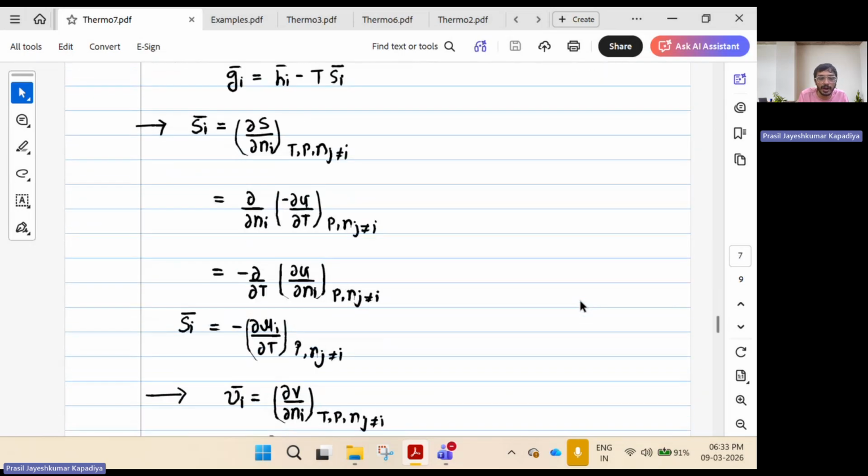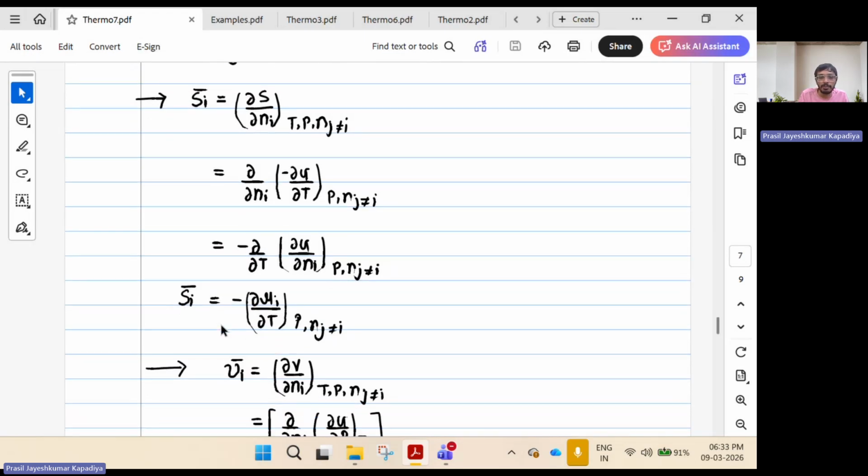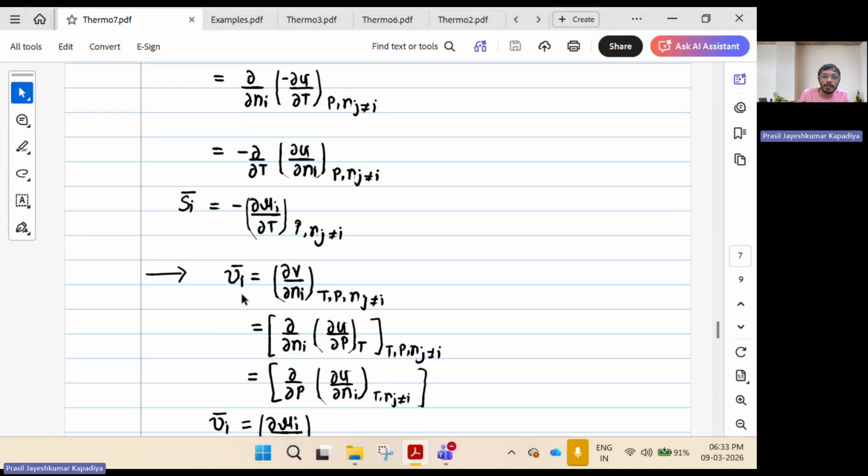So what is my partial molar entropy? Partial molar entropy is nothing but minus of del mu by del T. Partial molar entropy of component I is the change in chemical potential of component I with respect to temperature with negative sign. Similarly, when I am dealing with partial molar volume, partial molar volume is del V del Ni at Tp and G not equal to I.